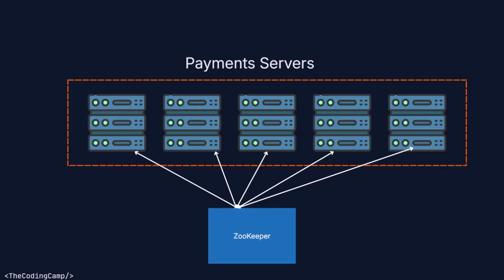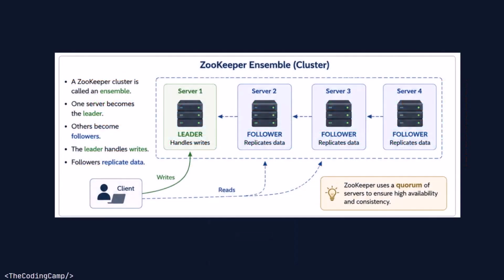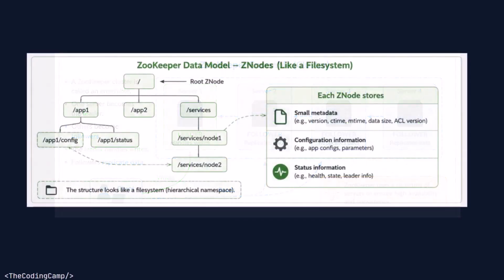A Zookeeper cluster is called an ensemble. One server becomes the leader, others become followers. The leader handles writes. Followers replicate data. Zookeeper stores data in small nodes called znodes. Its structure looks like a file system. Each znode stores small metadata, configuration, and status information.